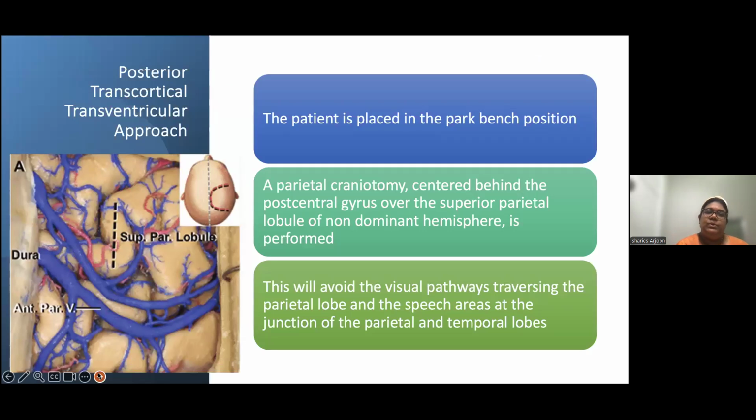Moving on to the posterior transcortical transventricular approach. So the patient is placed in a park bench position and a parietal craniotomy centered behind the post-central gyrus over the superior parietal lobule of the non-dominant hemisphere is performed. This will avoid the visual pathways traversing the parietal lobe and the speech areas at the junction of the parietal and temporal lobes.